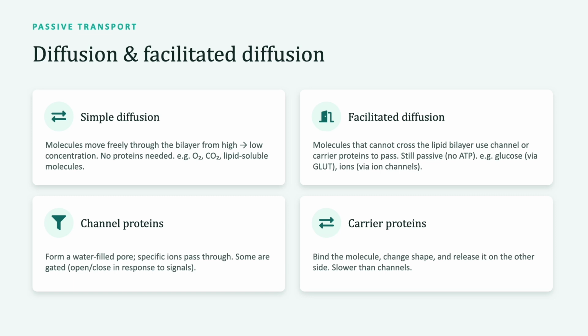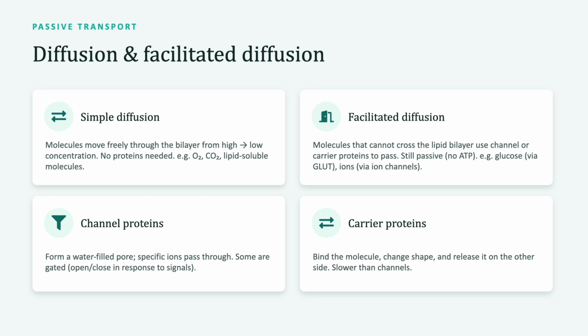Simple diffusion is the simplest. Small non-polar molecules like oxygen and carbon dioxide just slip straight through the lipid bilayer from where they are more concentrated to where they are less concentrated. No protein help needed.